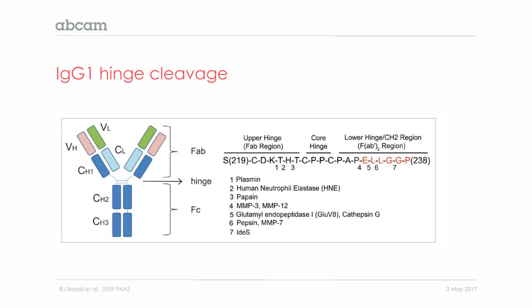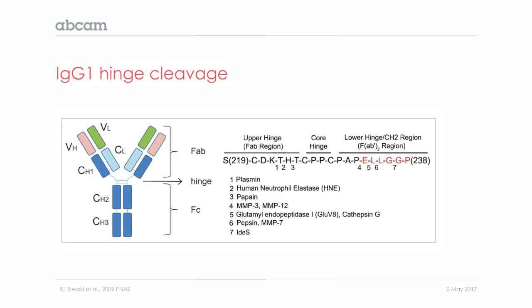Here, my collaborator Joshua's paper showed the hinge region of the antibody. The hinge is actually very defined. This is the IgG1 hinge, about 20 amino acids. You notice the two cysteines responsible for the two disulfide bonds that link the two heavy chains together. Any protease cleavage site downstream of the two disulfide bonds gives you the F(ab')2 fragment. Upstream of the two disulfide bonds gives you the Fab fragment.